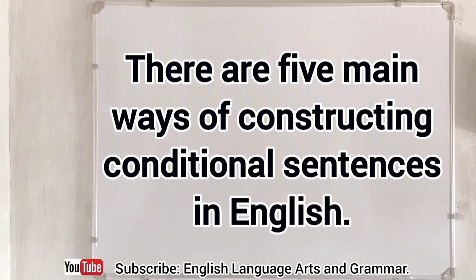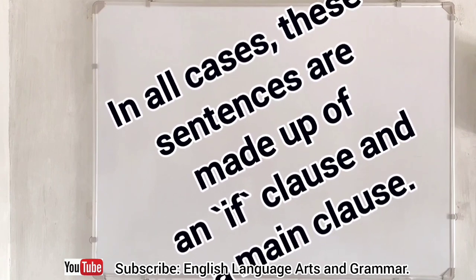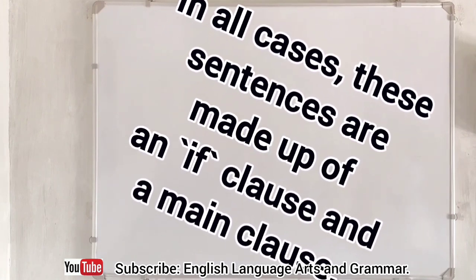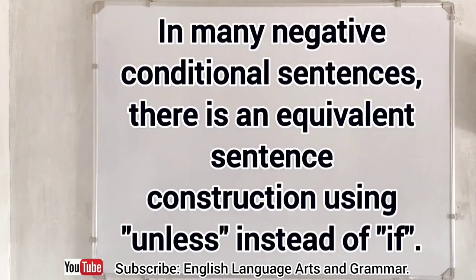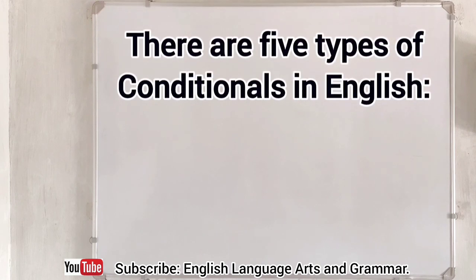There are five main ways of constructing conditional sentences in English. In all cases, these sentences are made up of an if clause and a main clause. In many negative conditional sentences, there is an equivalent sentence construction using unless instead of if. There are five types of conditionals in English.